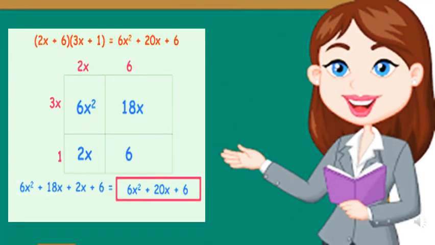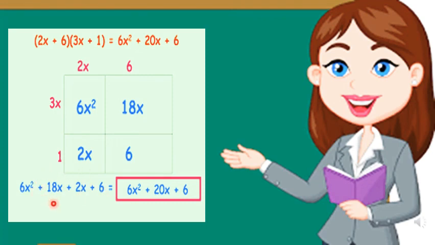One more example for you all to understand binomial with binomial multiplication. Here the binomials are 2x plus 6 and 3x plus 1. So we are going to write it like this using the box method, that is 2x and 6 above and 3x and plus 1 downwards like this. Multiply 3x and 2x, it is going to be 6x square. Then 3x into 6 is going to be 18x. Similarly, 1 into 2x is 2x, 1 into 6 is 6. So write all these 4 terms together, that is 6x square plus 18x plus 2x plus 6. That is what is being written here.